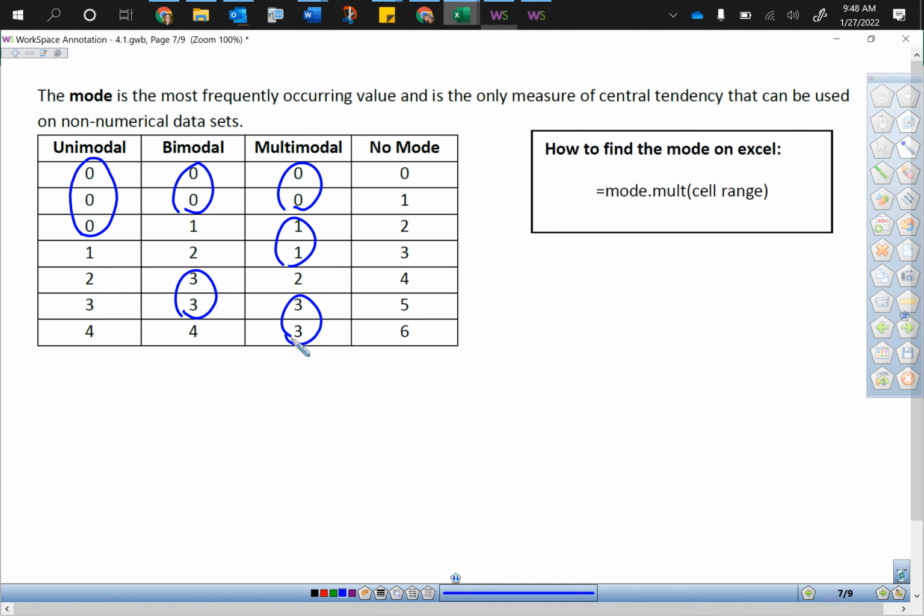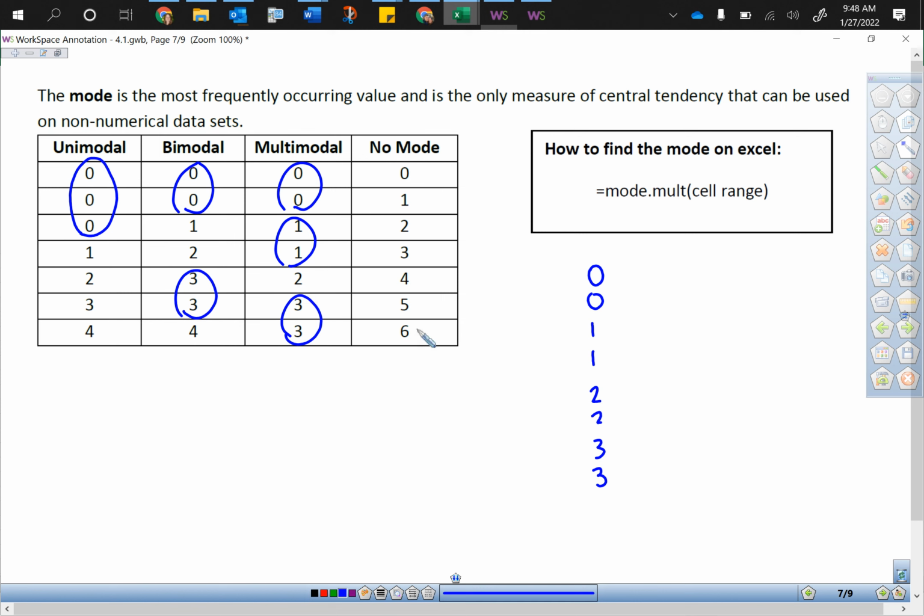Now I need you to understand with multimodal, if you would have like 0 0, 1 1, 2 2, 3 3, notice how there is not more numbers than something else. So here this would be no modal. There would be no modes in this data selection because each number has the same amount as the others. Here it's multimodal because there's only 1 2. Does that make sense? And then finally is no mode. That's when there's the same number of all the numbers.